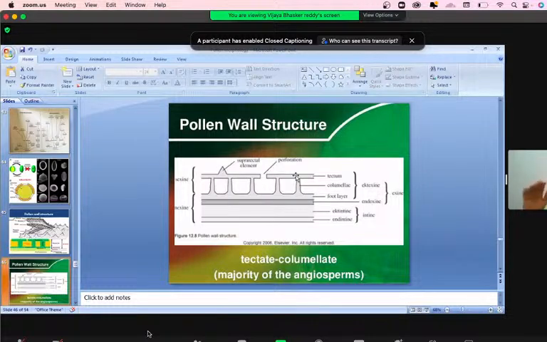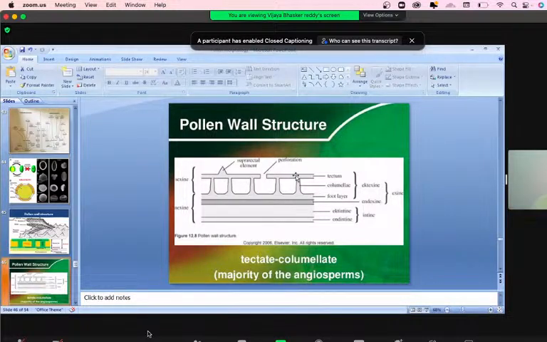So if tectum is absent, then the rod-like structures are present. They are called as a baculae. If tectum is present, rod-like structures are called as columellae. So Thackeray and Iverson's view is different, and Erdtman's view is different. But based on that, you are seeing so many terms here to explain the structure of the exine.